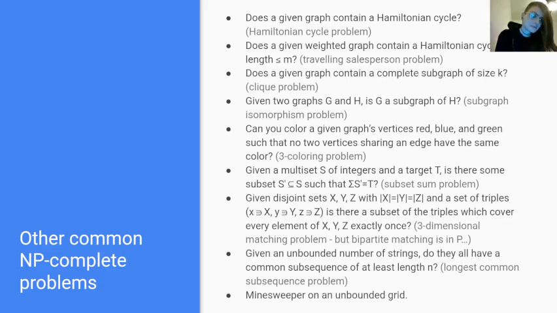All right, so given disjoint sets x, y, and z, disjoint meaning there's nothing in common between the three sets, they're just different sets, with the cardinality of the sets identical, so there's the same number of elements in x and y and z. And a set of triples x, y, and z, is there a subset of the triples which covers every element of x, y, and z exactly once? That's a bit of a mouthful, right?